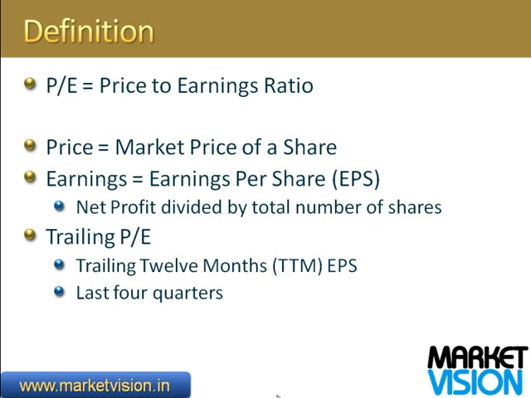You have two kinds of PE. There's a trailing PE, which is take the last 12 months earnings and use that to determine the PE. You typically see companies reporting their earnings once a quarter, and each earnings report contains the earnings per share of that company for that quarter. So if you take the last 4 quarters, you get the trailing 12 month, or TTM, earnings per share. You can use that to calculate the trailing PE.